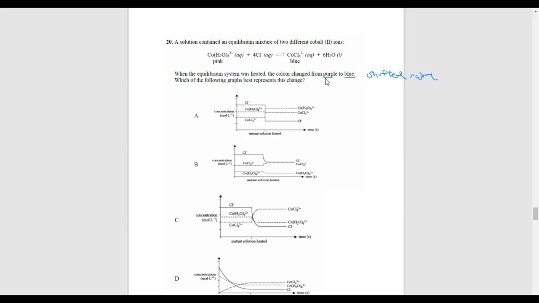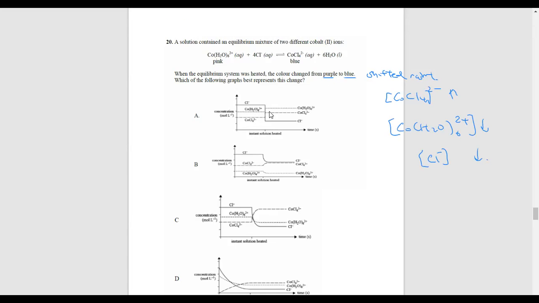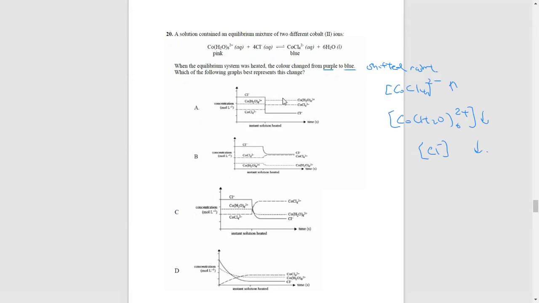You just need to think, okay, for purple to blue, how does it do that? Well, it wasn't pink to blue, but purple suggests there was some pink, some blue. And you've now shifted to the right. So that means because you shifted right, you expect CoCl4 2- to go up. You expect Co(H2O)6 2+ to go down. And you expect Cl- to also go down. Now, clearly, you don't think it's going to be something like A, because shifts don't occur like that.